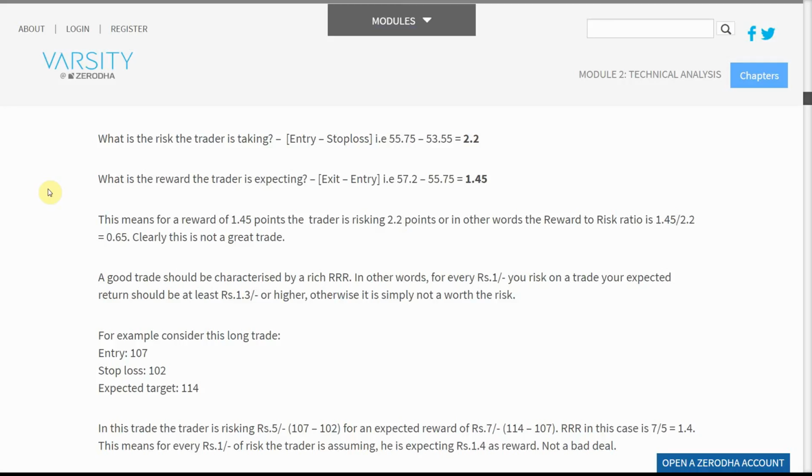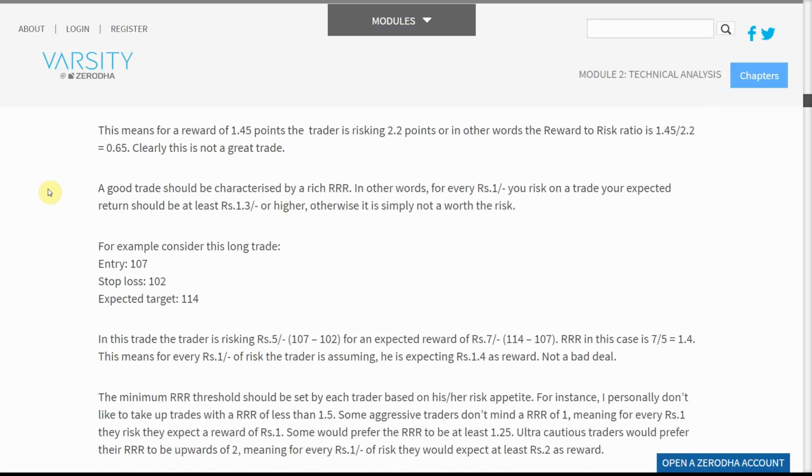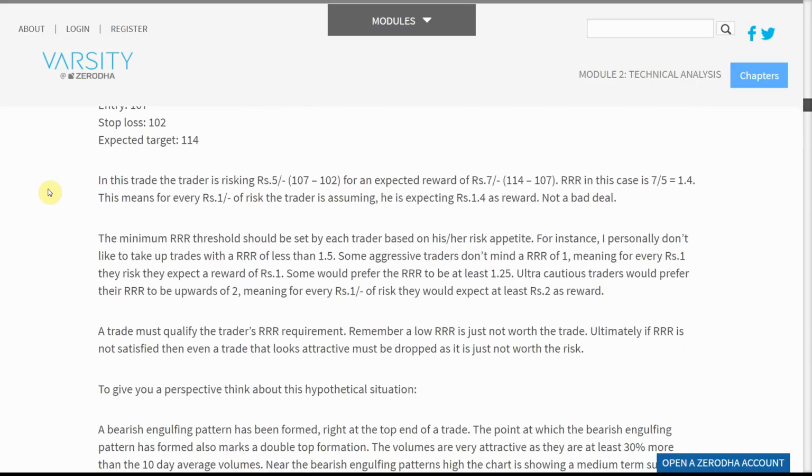For example, consider this long trade. Entry: 107. Stop loss: 102. Expected target: 114. In this trade the trader is risking 5 rupees, from 107 to 102, for an expected reward of 7 rupees, from 107 to 114. RRR in this case is 7/5 equals 1.4. This means for every 1 rupee of risk the trader is assuming, he is expecting 1 rupee and 40 paise as reward. Not a bad deal.